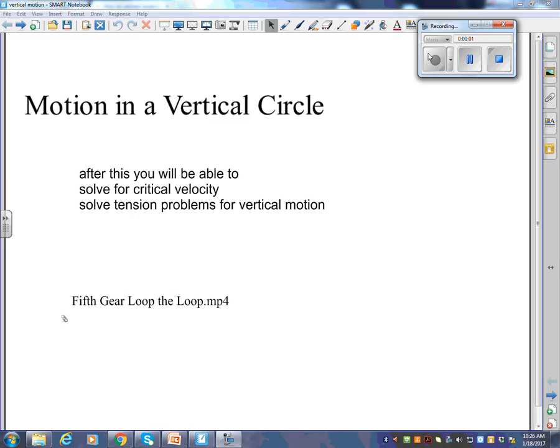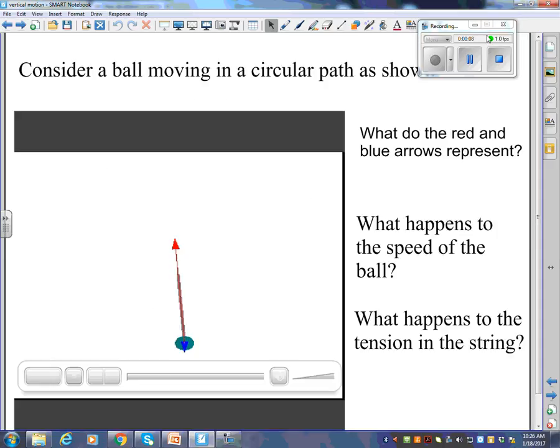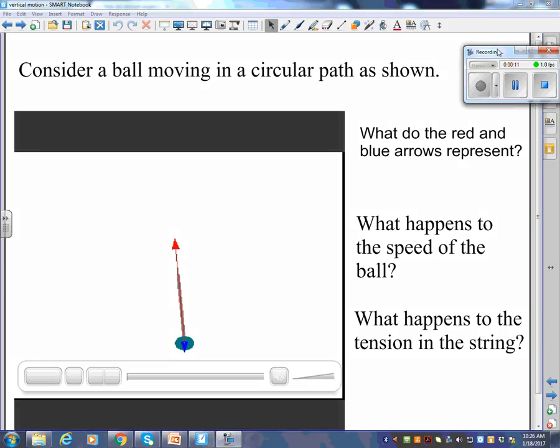So as I said at the start, you're going to be able to solve for critical velocity and solve tension problems for vertical motion as well. Okay, so consider a ball moving in a circular path as shown. So think of me with the rubber stopper again on the string, and we're going around and around in a circle.